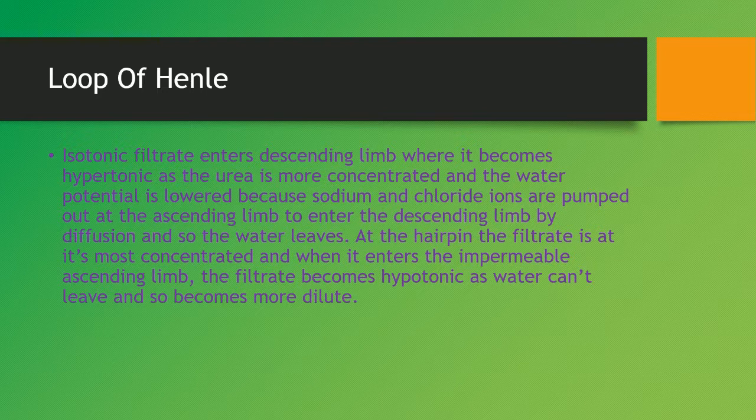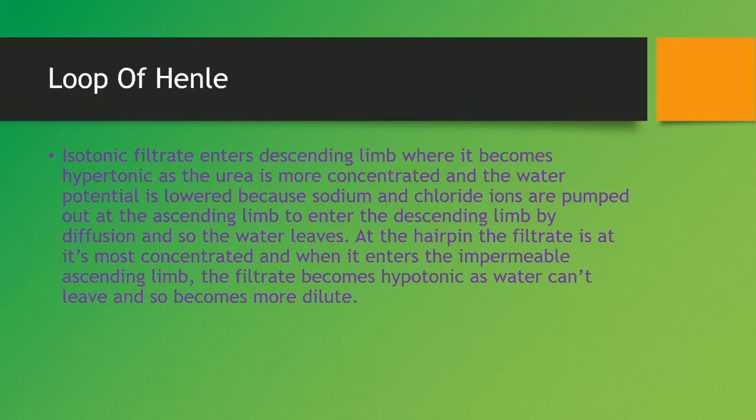So, the isotonic filtrate, when it leaves the proximal convoluted tubule, will enter the ascending limb of the loop of Henle, and it will become hypertonic here because the urea is more concentrated because water is being reabsorbed through the proximal convoluted tubule. But it's also more concentrated because the water potential is lowered as sodium and chloride ions are pumped out of the ascending limb.